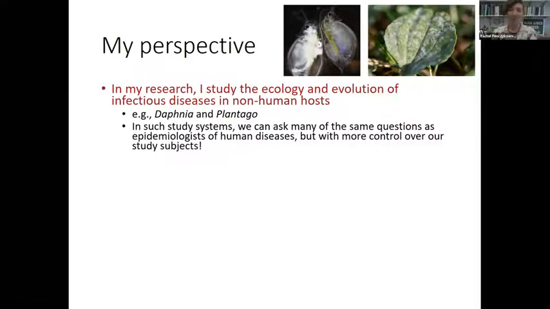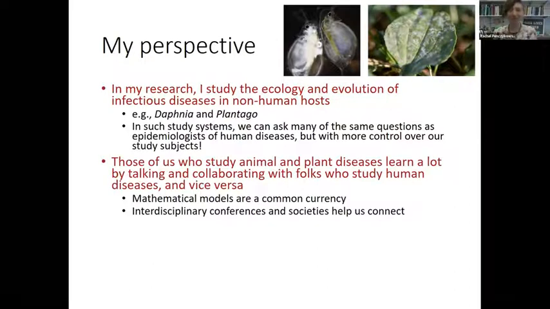And so in my own research, I like to study these very tractable systems, but also the reasons why those systems matter to the broader ecosystems in which they occur. So they're models, but they're also, I think, ecologically and evolutionarily really interesting in their own right. But those of us who study animal and plant diseases, we really learn a lot by talking and collaborating with folks who study human diseases and in the other way as well. So we can use mathematical models as a common currency for discussion, as well as reading each other's papers, going to interdisciplinary conferences, and joining societies of people who study diseases in lots of different types of hosts.